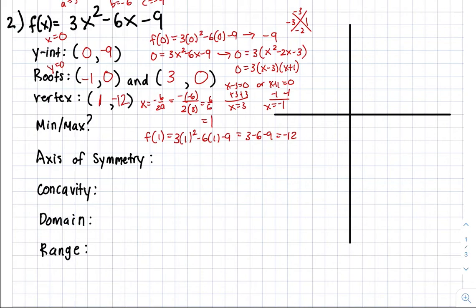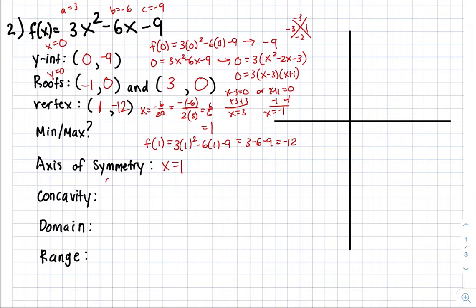Axis of symmetry, remember you guys, that is the x value of the vertex. So x equals 1. Okay, concavity, so we need to look at our a value. So we know a is 3. So we know a is greater than 0, so that means it opens up, which is a happy face. And if you have a happy face, that means you have a minimum, because you guys see it has the lowest point.